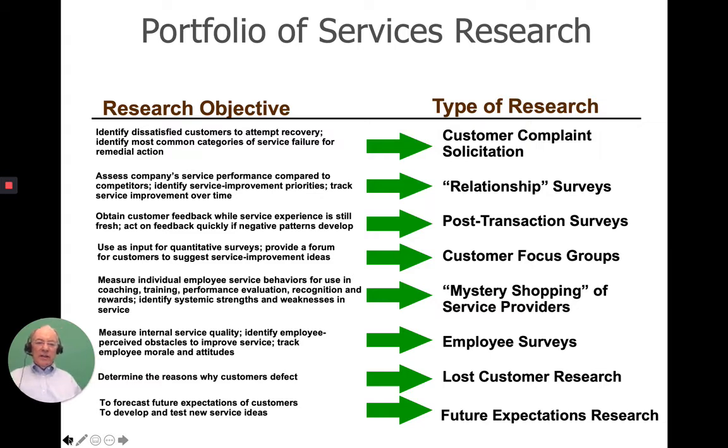Hopefully it stays there. We can do relationship surveys, post-transaction surveys, or maybe guest satisfaction is kind of what we think of when we do those kinds of things. Customer focus groups. We're going to talk more specifically about mystery shopping and service providers. Employee surveys. We'll talk more about that in GAP 3, but that's an important element. It's understanding from the employees what the customer is looking for, for example, in terms of the kinds of things that we're seeing. Lost customer research, those that did not come to us, that turned us down, and future expectations research. These are all different aspects that we might look at in terms of meeting a research objective, the types of research that we might do.